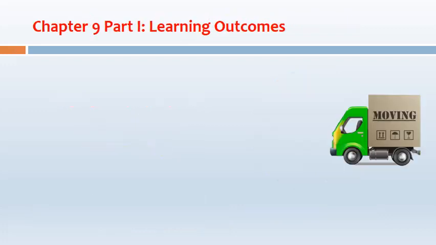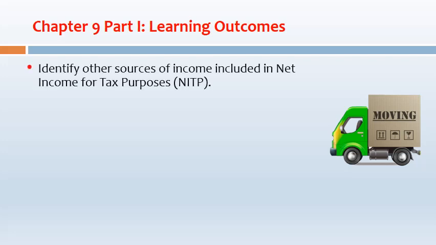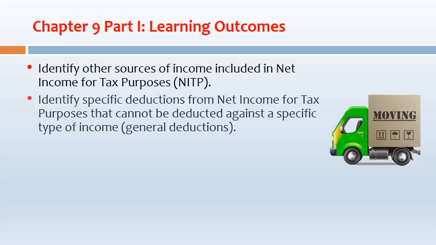Okay, here we go. Let's talk about the expected learning outcomes for part 1 of chapter 9. So hopefully, upon completion of the required readings, as well as watching the videos and doing the quizzes, etc., students should be able to identify other sources of income that are included in net income for tax purposes. Students should also be able to identify specific deductions from net income for tax purposes that can't be deducted against any other specific type of income.